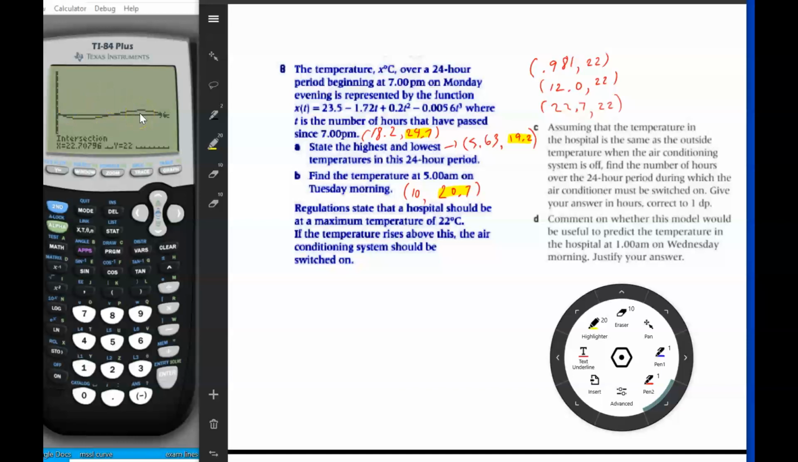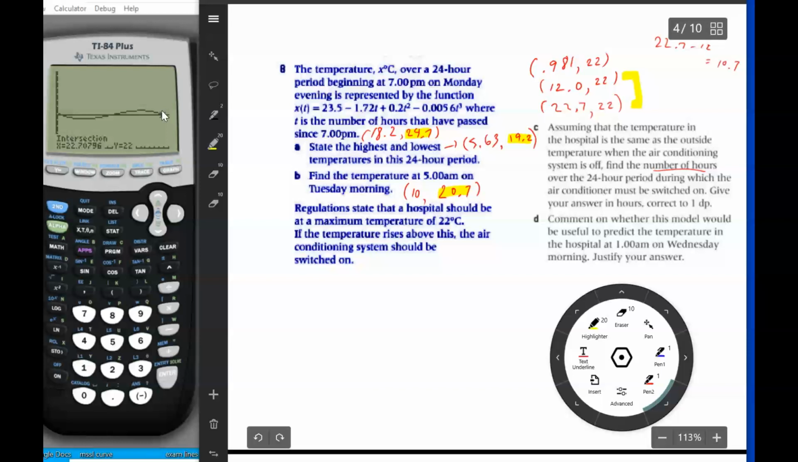Okay, so assuming that the temperature is the same as the outside, find the number of hours over the 24-hour period when the air conditioner must be switched on. So the air conditioner must be switched on when the temperature is higher than 22, which is between these 2 points, right? Because look, it would be from here to here. That's when the temperature goes higher than 22. So what I'm going to do now is I'm going to take the 2 times, 22.7 and 12, and I'm going to subtract them because I want to know the number of hours during which the air conditioner must be switched on. So it would be 22.7 minus 12, and that would be part of the answer. It would be 10.7 hours.